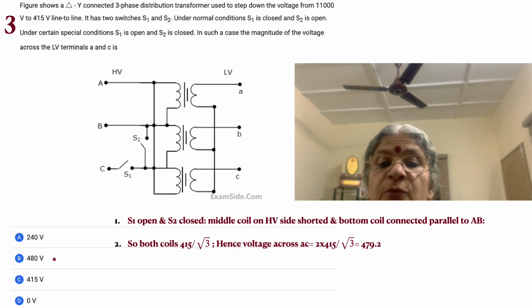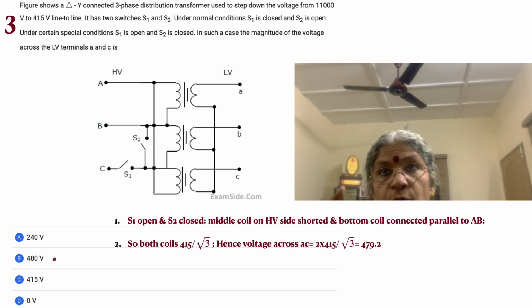That's going to give us the transformation ratio. It has 2 switches, S1 and S2. Under normal conditions, S1 is closed, so that's how we normally run the transformers, because we want to supply all 3 phases. S1 is closed and S2 is open, because we don't short out windings. Under certain special conditions, S1 is open and S2 is closed.